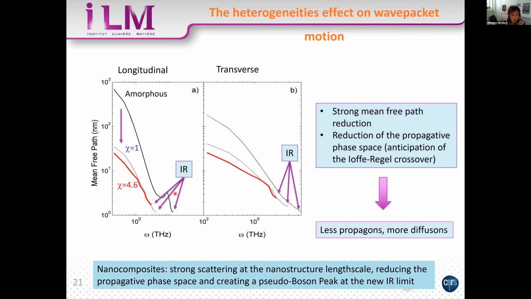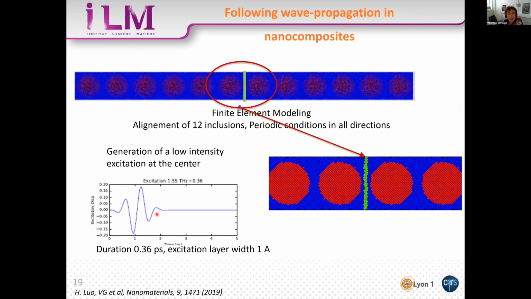But what is interesting is also that at the end of this calculation, which corresponds to the Ioffe-Regel limit, it decreases. That is, the Ioffe-Regel limit decreases with the elastic contrast. It means that beyond this energy, there are no propagons anymore, but only diffusons. So in the case of a nanocomposite, the strong scattering at the nanostructural length scale reduces the mean-free path and reduces the propagative phase space, creating a pseudo-boson peak at the new Ioffe-Regel limit.